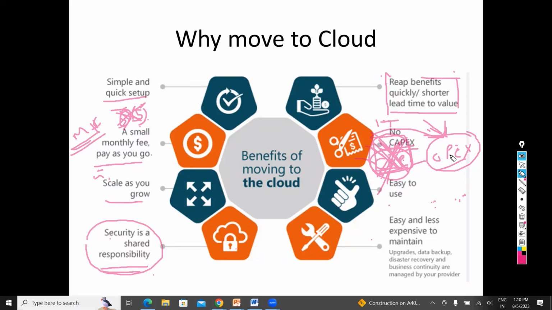Then the next thing, it is easy to use. As I said, I will show you that console portal. From there you can see how easy it is to use, and as I said, it is less expensive to maintain. So I do not need to worry about that hardware, right? If there is any issue with that hardware, if it is crashing, it's all the responsibility of that cloud service provider. So we will discuss this in the cloud categories, in which category whose responsibility is what.